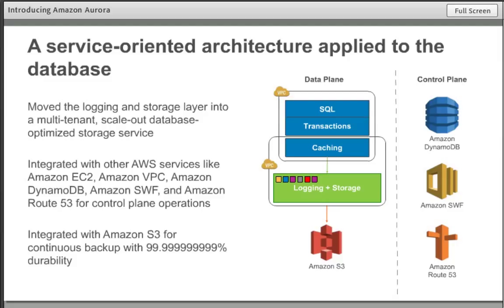itself. The other thing we did is that we built Aurora on top of modern cloud services. So the control plane, for example, is integrated with services like Amazon DynamoDB, Simple Workflow, Route 53, and other services. And on the data plane, we have continuous backups to S3, which is designed for 11 nines of availability.